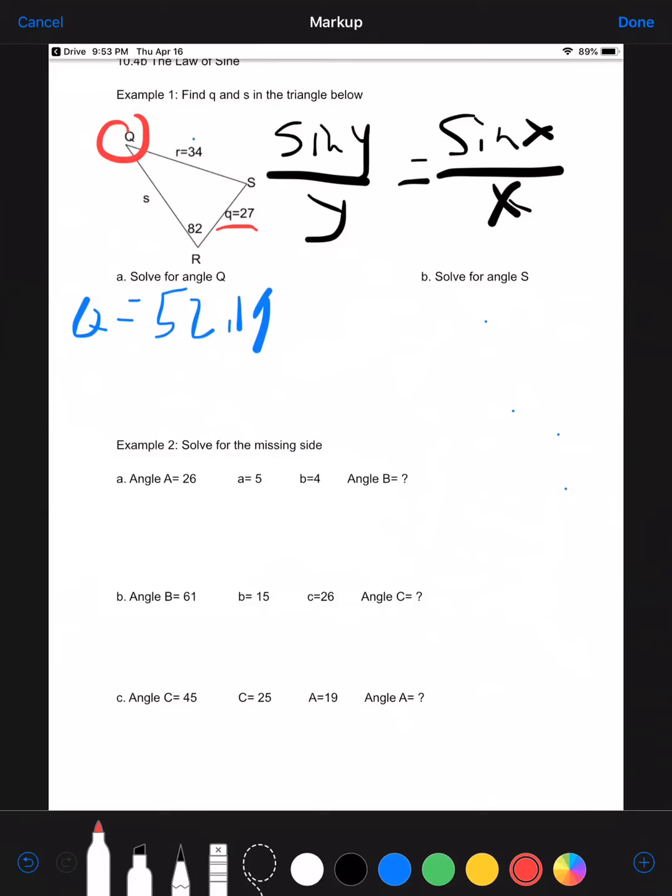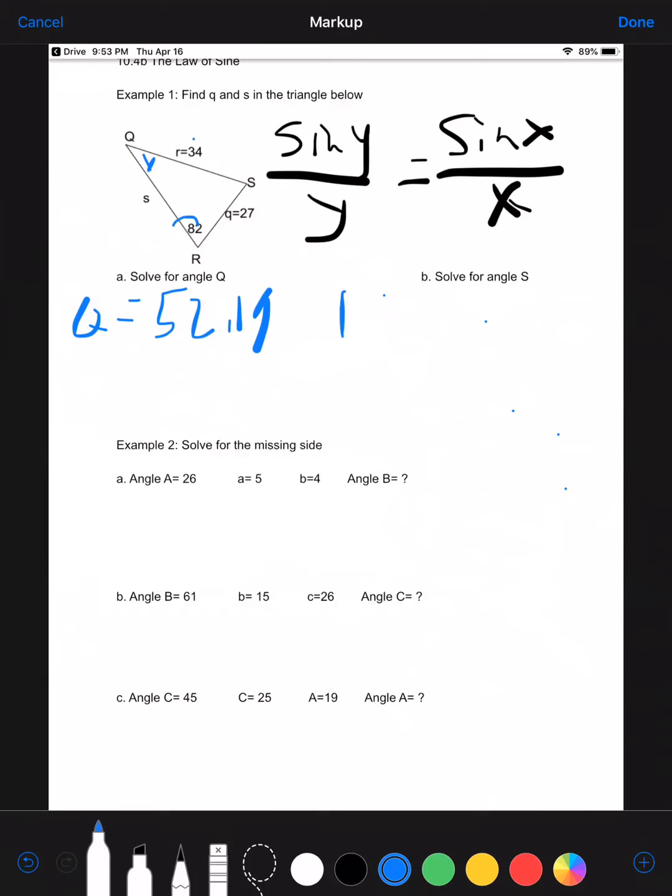And then we're gonna just do that process again. This time we're solving for S though, not Q. So we're looking for S this time. So with S, it's actually going to be a little simpler because we already know what Q is, right? We just solved for Q. So we know what this angle is now, and we know what R is.